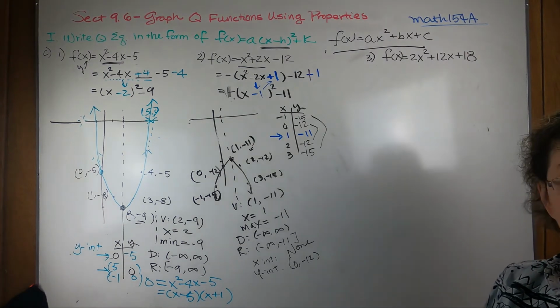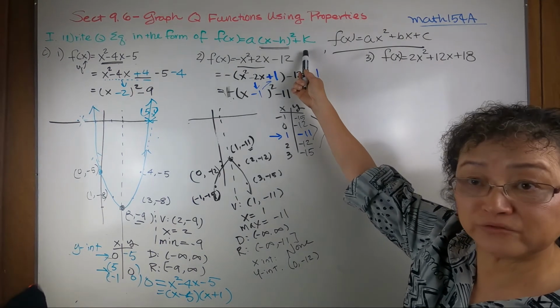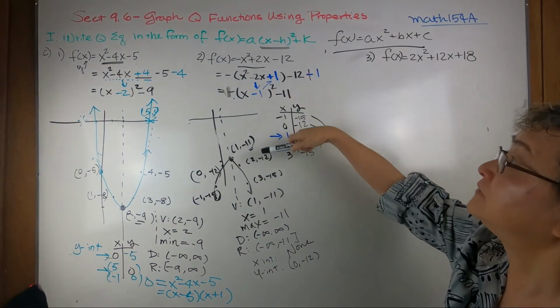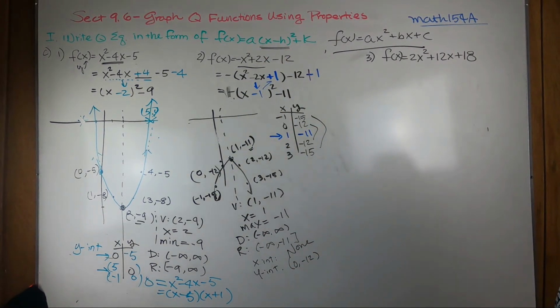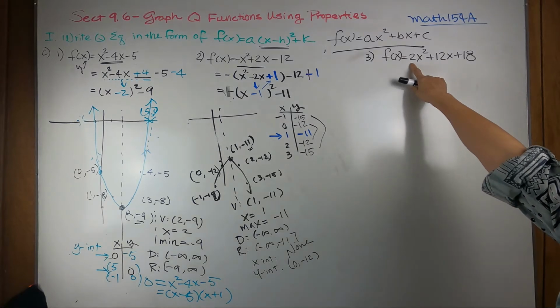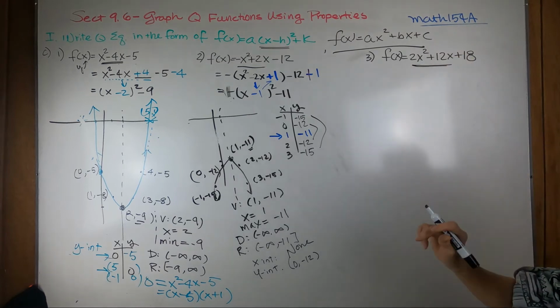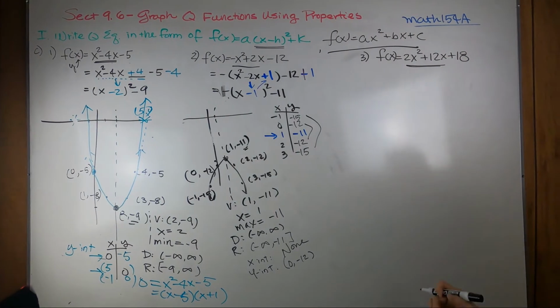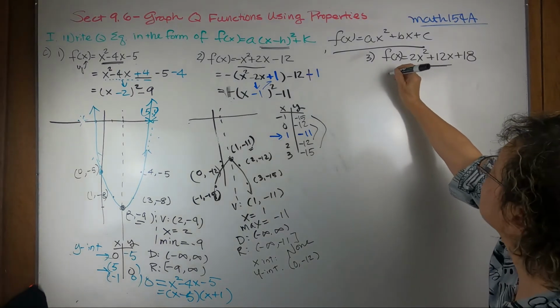So what are we doing? We are using the vertex form to graph a quadratic function, right? Okay, let's see one more. What happens if leading one is not 1, it's 2? So we want to use 2 terms to find the third term. So what do we do is this way, right?